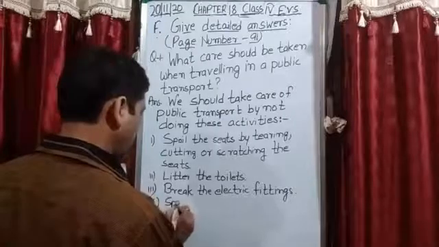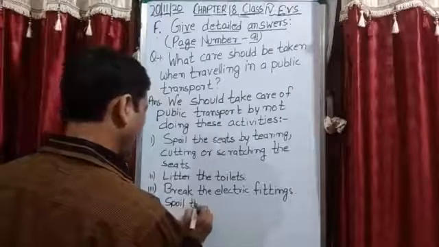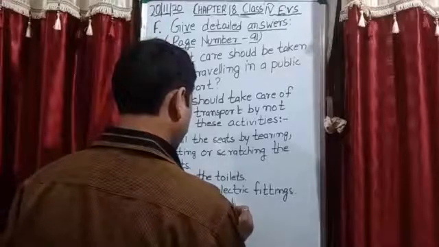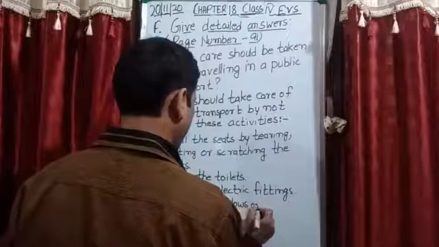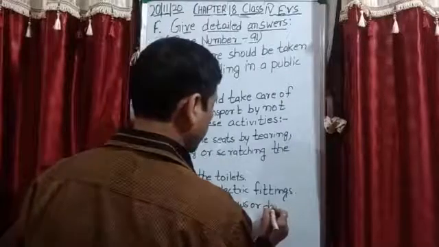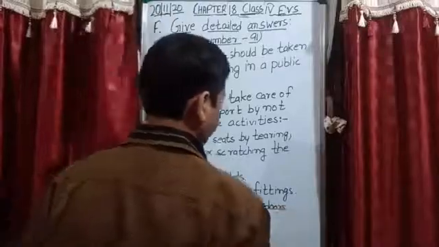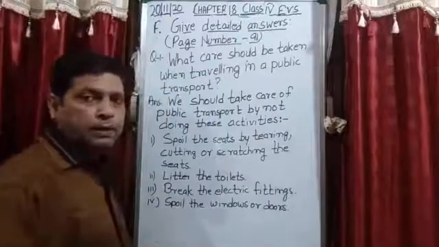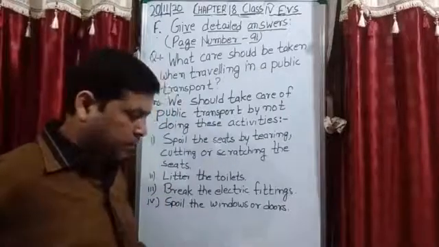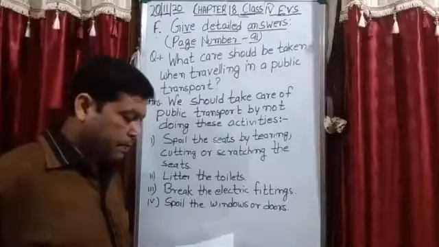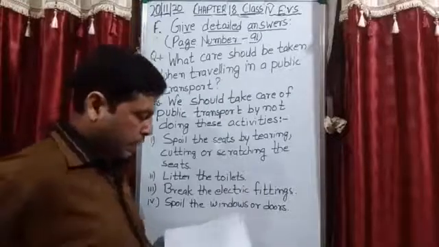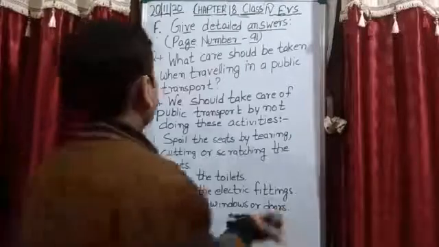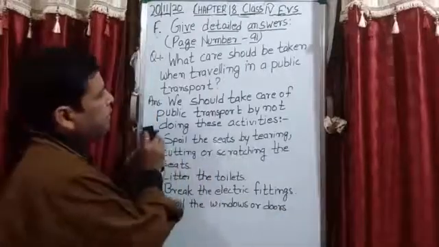Point number 4, spoil the windows or doors. Is it clear? So student, this is not the complete answer. 4 points I have written, some more points are there, one more point is there that I am writing. Okay, one more point, the first, second, third, fourth.